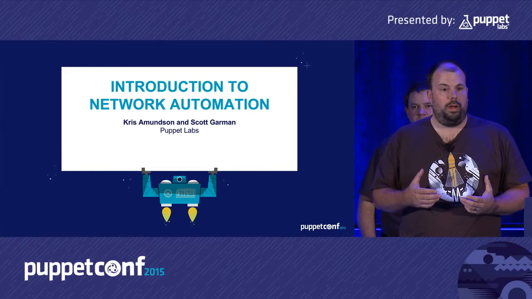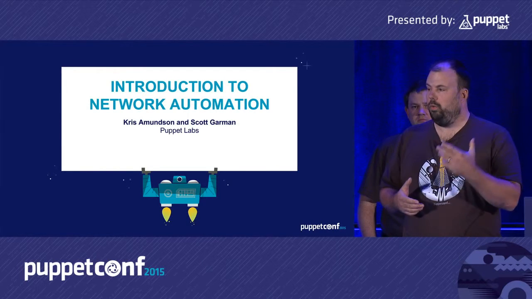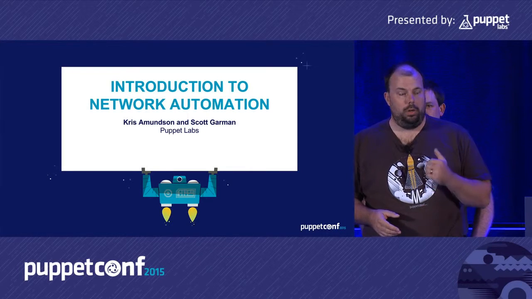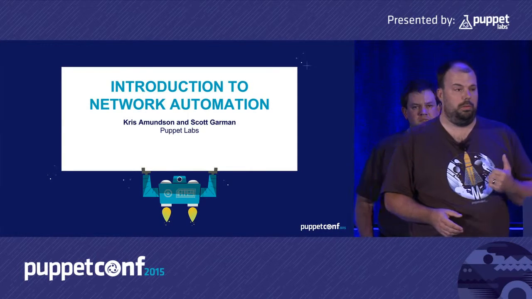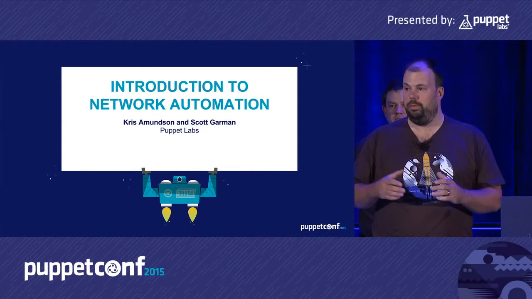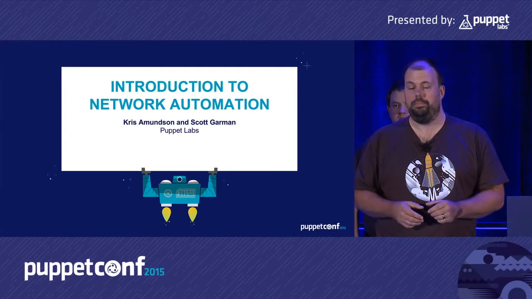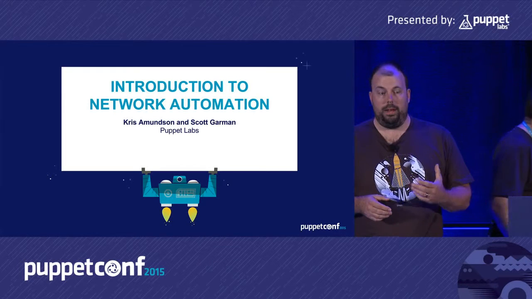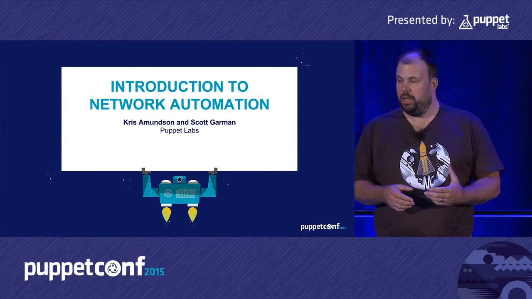So the purpose of this talk is to give you an understanding of what it means to start managing your network infrastructure using Puppet. We're going to go over where we're currently at in terms of network device support, and also some things that are due to be released fairly soon. We're also going to go over some examples of some Puppet manifests that have networking configuration in them.